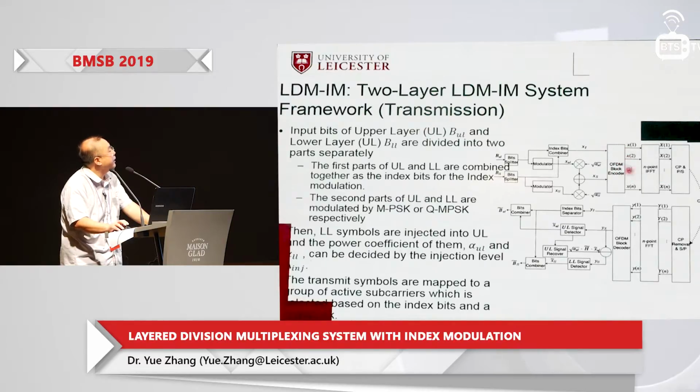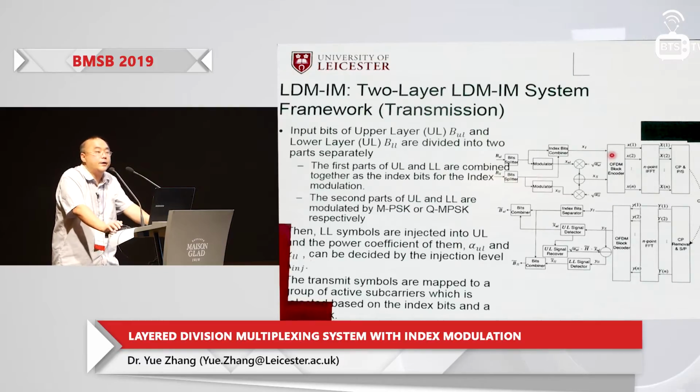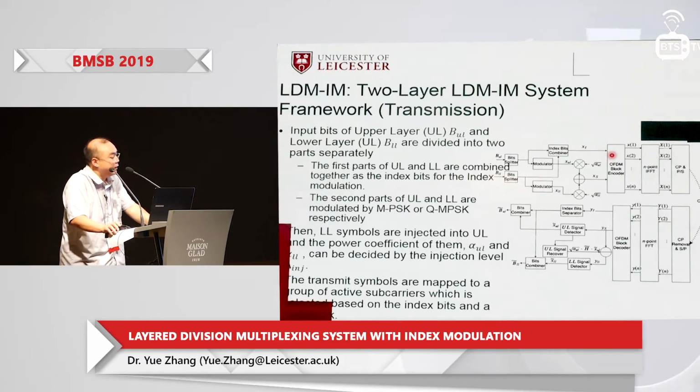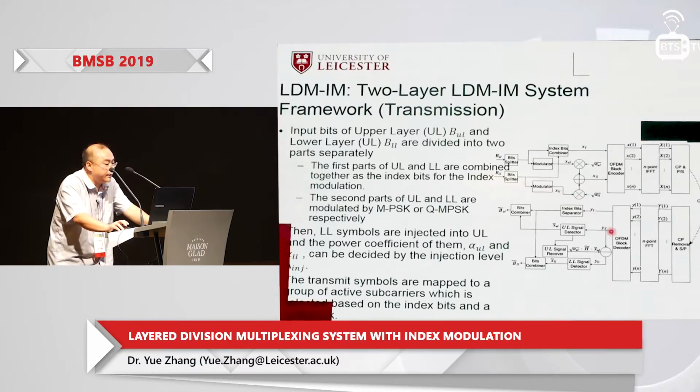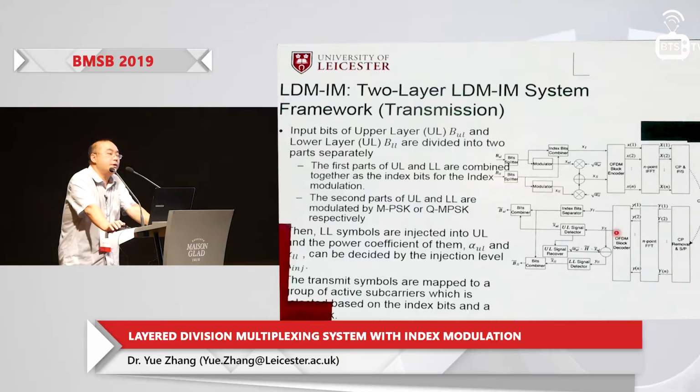So when we combine, we have a codebook. This codebook mapping will provide the IM mapping into the different subcarriers. At the receiver side, after the FFT, we need to split the bits. First, split the first part, which is the index bits, and then we do the cancellation for the LDM.